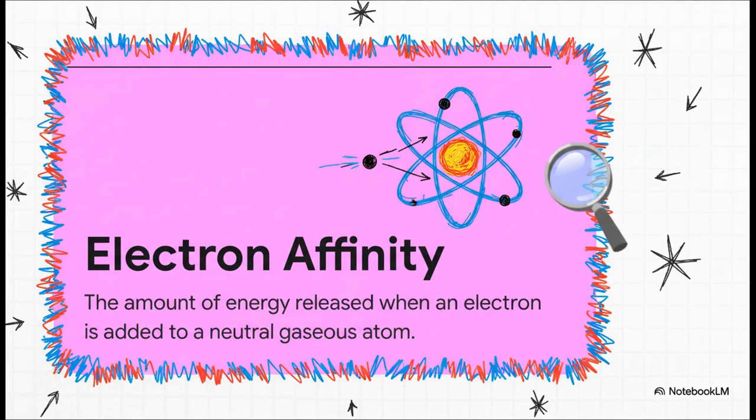Okay, let's flip the script. Instead of removing an electron, what about adding one? This is called electron affinity. It measures an atom's desire for an extra electron. When an atom that really wants an electron gets one, it releases energy as a little celebration. The more energy it releases, the higher its affinity. So which atoms have the highest desire? Well, the small ones, where an incoming electron can get really close to that strong positive nucleus.